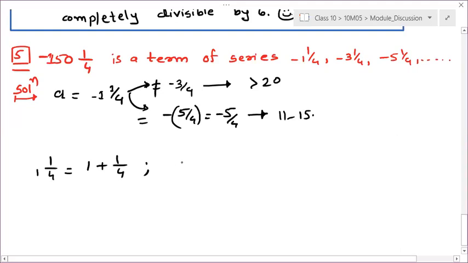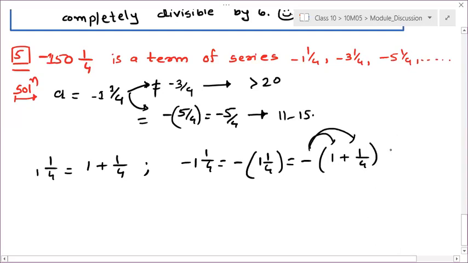And now when I'm writing minus 1 integer 1 by 4, here minus is applied to both the numbers, right? So this is minus of 1 plus 1 by 4. So minus is applied to both the numbers: minus 1 minus 1 by 4. Are you getting my point or not? Right? So make this as a note. And you have to write this in your formula book 5 times.